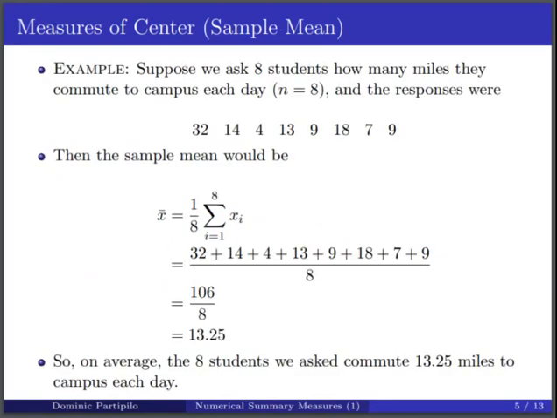All right, so let's look at an example. Suppose we ask 8 students how many miles they commute to campus each day. So in this case, n is going to be 8 because we asked 8 students. And the responses were the following. The first student we talked to said they commute 32 miles to campus each day. The second student we talked to said they commute 14 miles to campus each day, and so on.